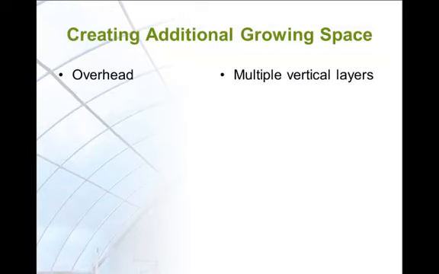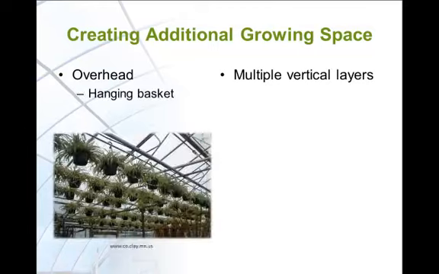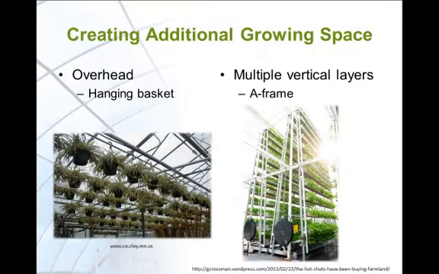There are several ways to create additional growing space in the greenhouse. Overhead and vertical growing are the most popular ways to do it. However, due to shading effects, these systems could be limited to certain types of plants or lighting conditions. The most popular overhead system would be hanging baskets, while the most popular vertical growing system could be the A-frame. Although there are different varieties of systems out there, the concept is still the same. We make use of the space above the ground or benches.